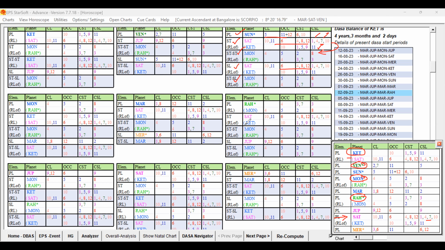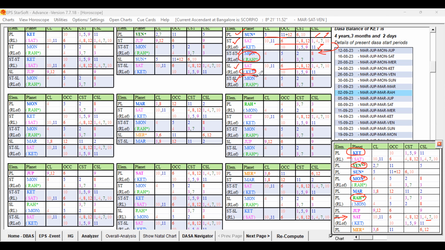And Saturn is playing as a mixed significator, that is also present. And Ketu is present as a second planet. So the strong favorable key planets of the destiny are Saturn, Moon, Rahu and Ketu playing a role, and Sun is an additional key planet. So the Dasa Lord has the key planets of the destiny. We are able to see that.